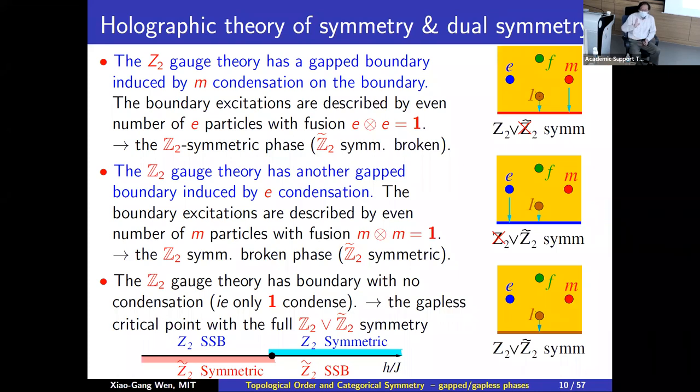Just a moment, let me comment on that. So now you can see, what happened at the critical point?